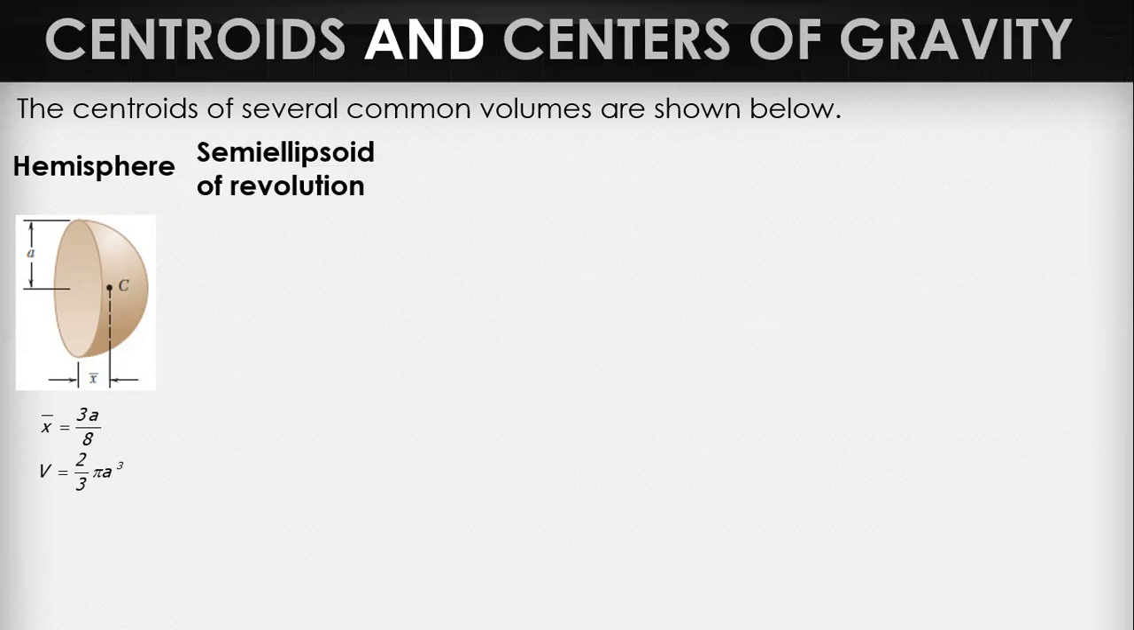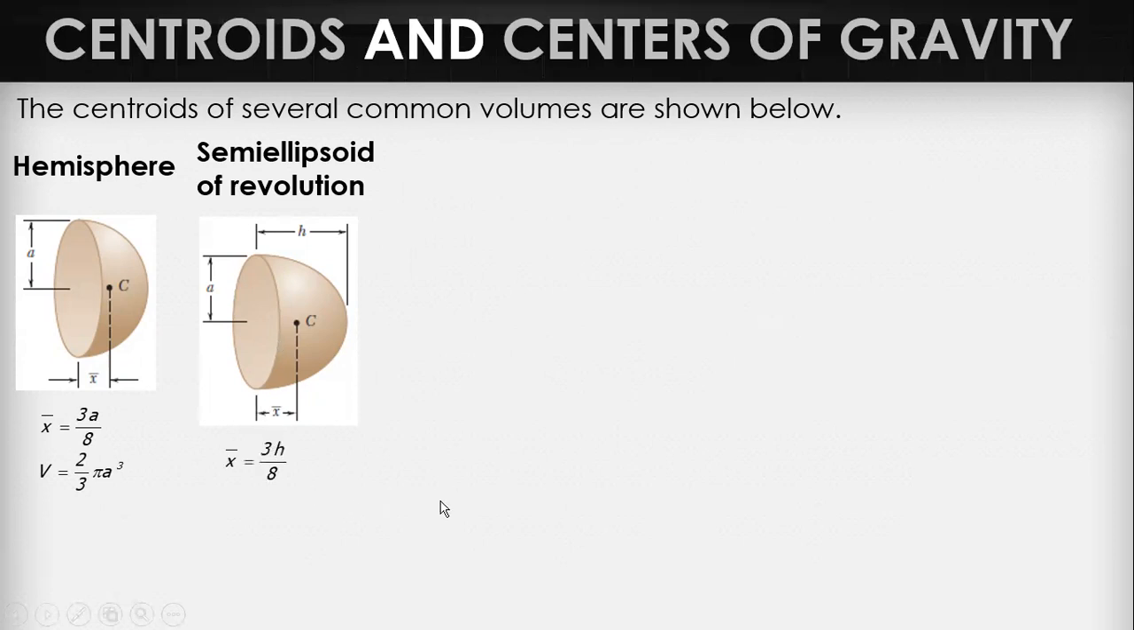Semi-ellipsoid of revolution. You have a semi-ellipse and then it revolves about the x-axis. The result is a semi-ellipsoid of revolution, and x bar is 3/8 of h. And the volume is 2/3 pi A squared h.